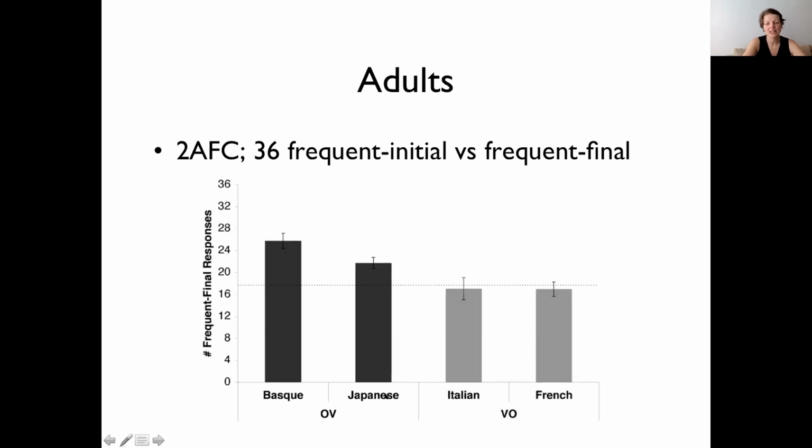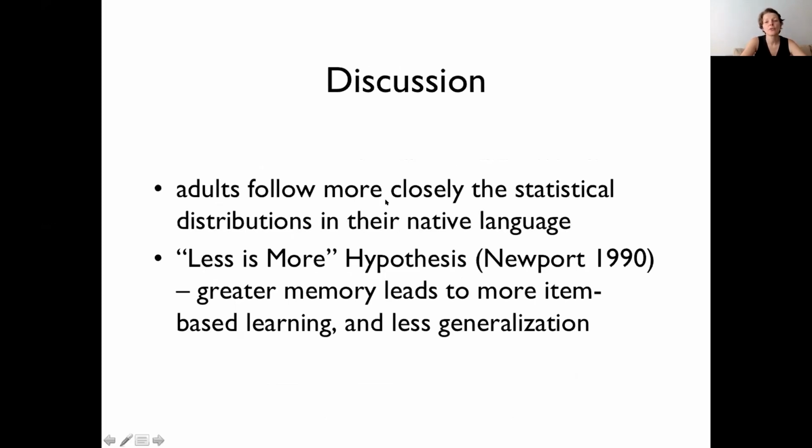And we tested Basque and Japanese adults, monolinguals, obviously, in the frequent final language typology or category, and Italian and French adults in the other category. So as you can see, Basque and Japanese adults are well behaved. They had the frequent final preference we expected. Now we were kind of surprised by the Italian and French adults, who do not really, numerically, they are below 18. So they show somewhat of a preference in the direction of frequent initial items, but it's not significant. Our hypothesis is that adults actually follow more closely the statistical distributions in the native language.